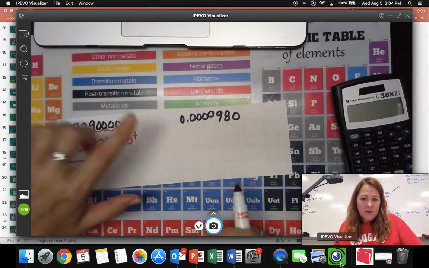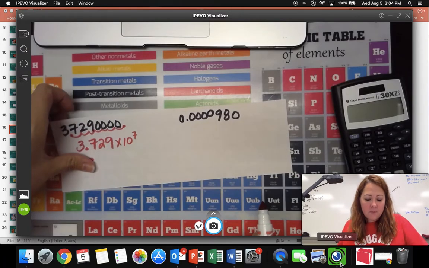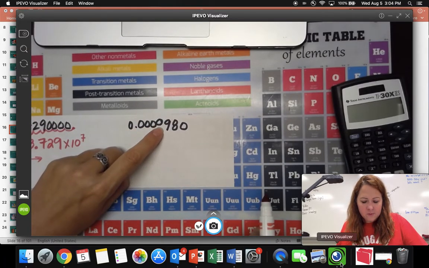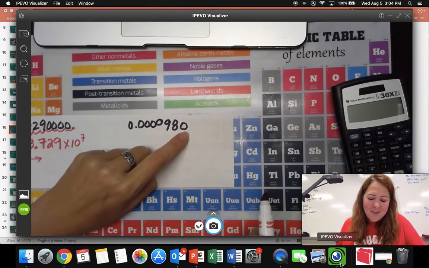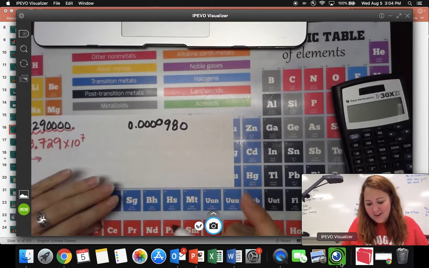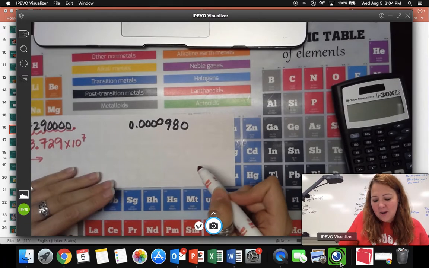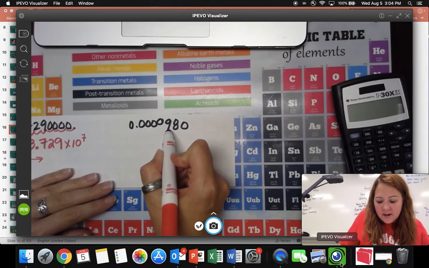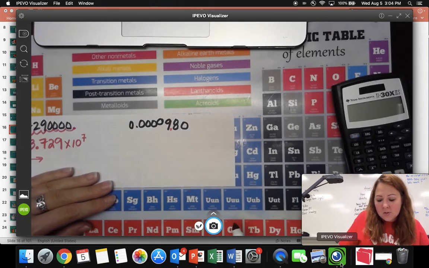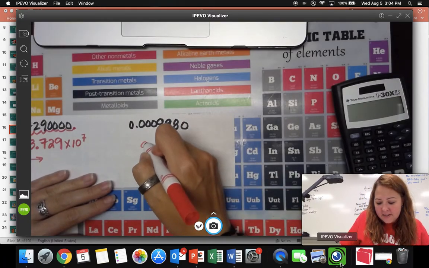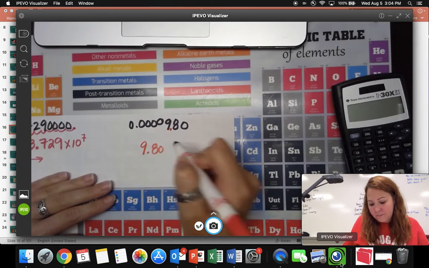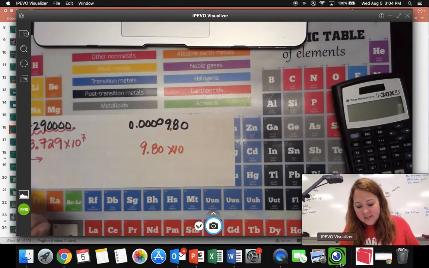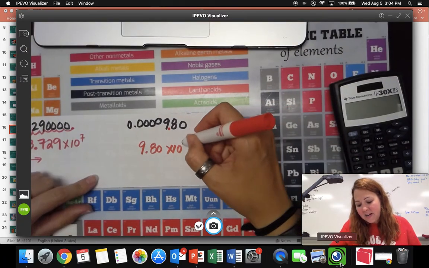On this one, we have a decimal type number. So we have 0.0000, I think I said 4 zeros, 980. Again, we read from left to right. So as we read from left to right, the first real number that I see is a 9. So after the 9, I'm going to drop a decimal. So my first number out front is 9.80. It's always times 10. But in this case, my exponent's going to be negative.